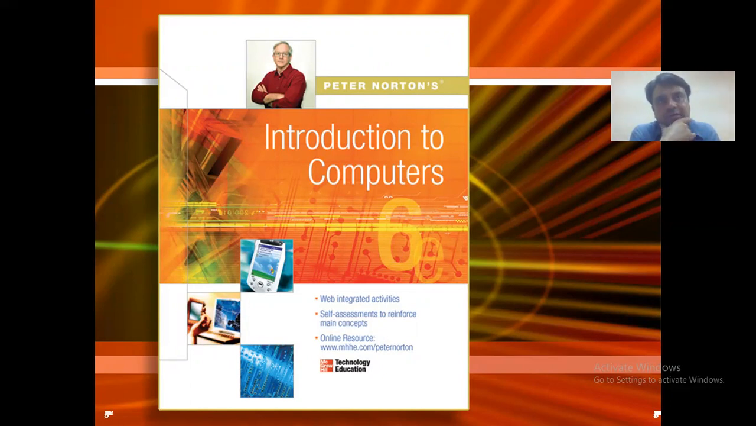Then we will move towards mainframe computers, minicomputers, and ultimately we will discuss supercomputers in this course, that is your computer applications or introduction to computers, whatever you call it as a title. So both remain the same, the book remains the same. This is the book, Introduction to Computers by Peter Norton, and generally we will discuss everything about computers.